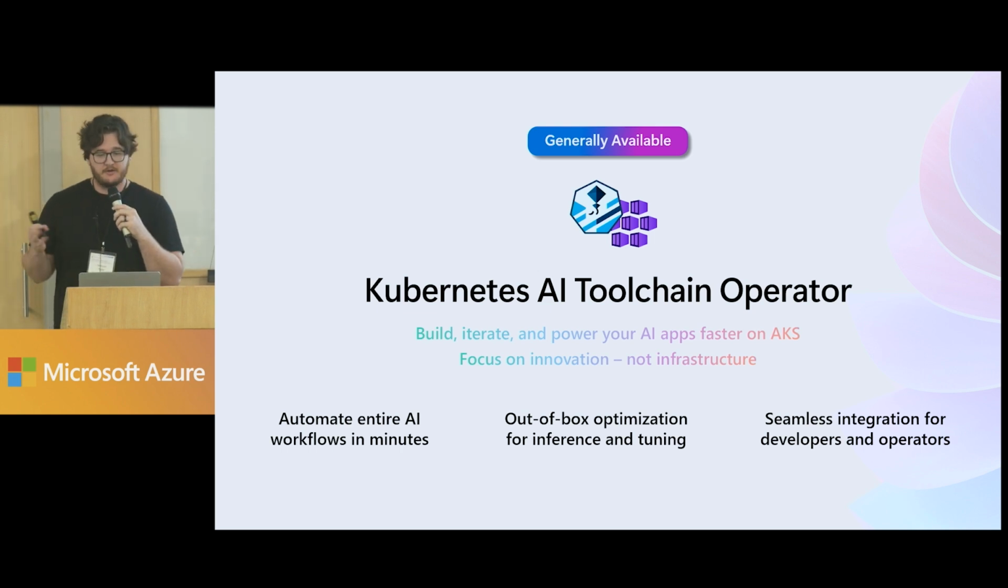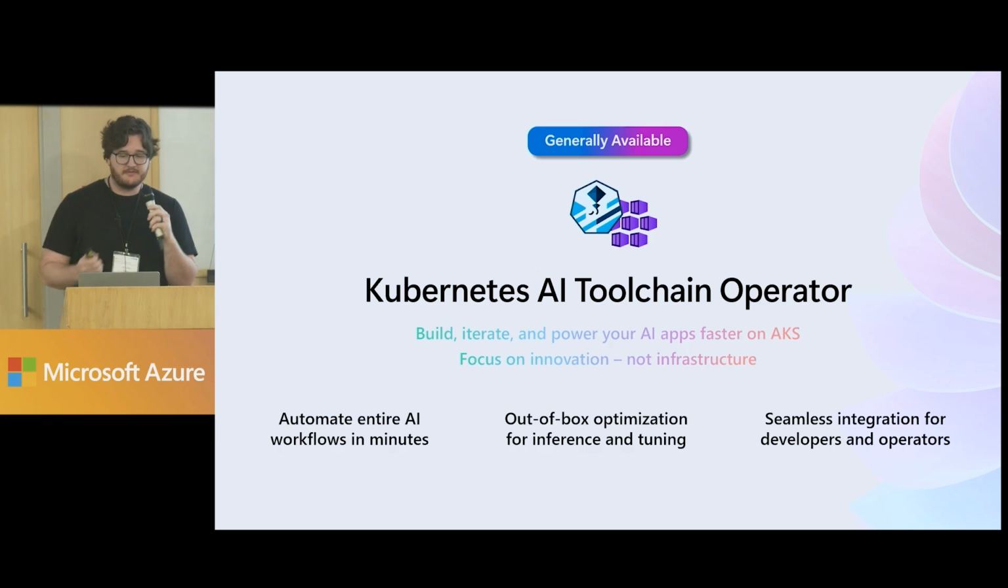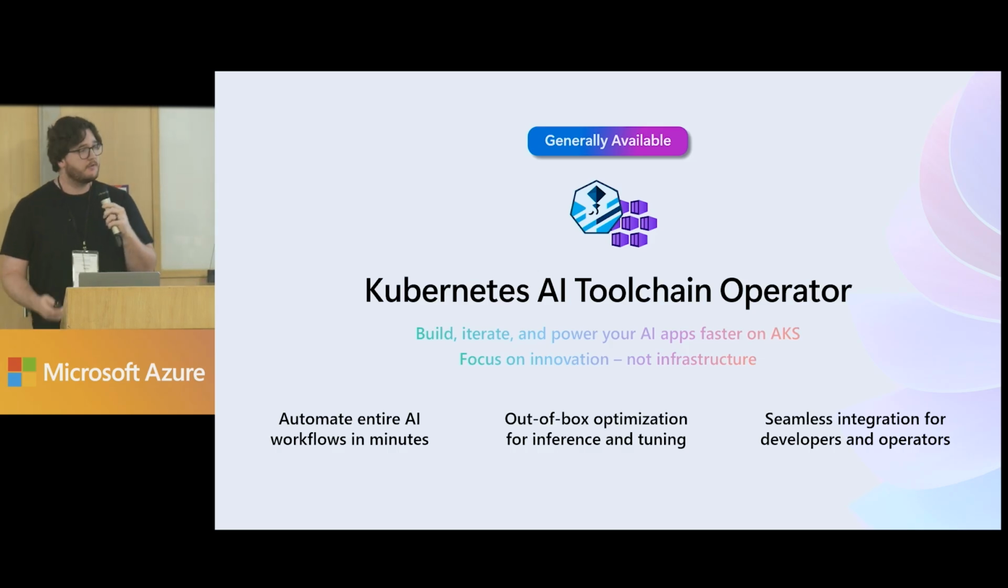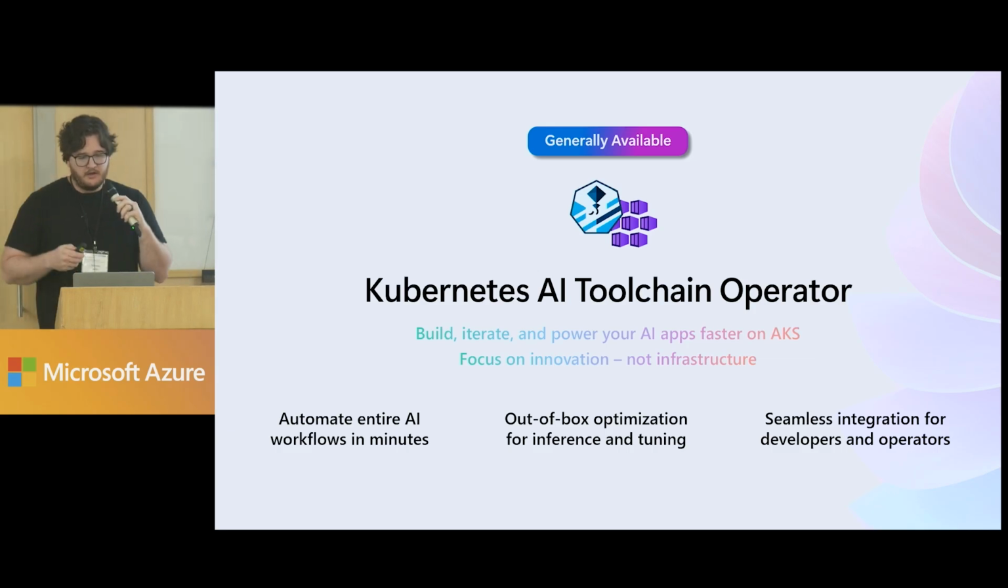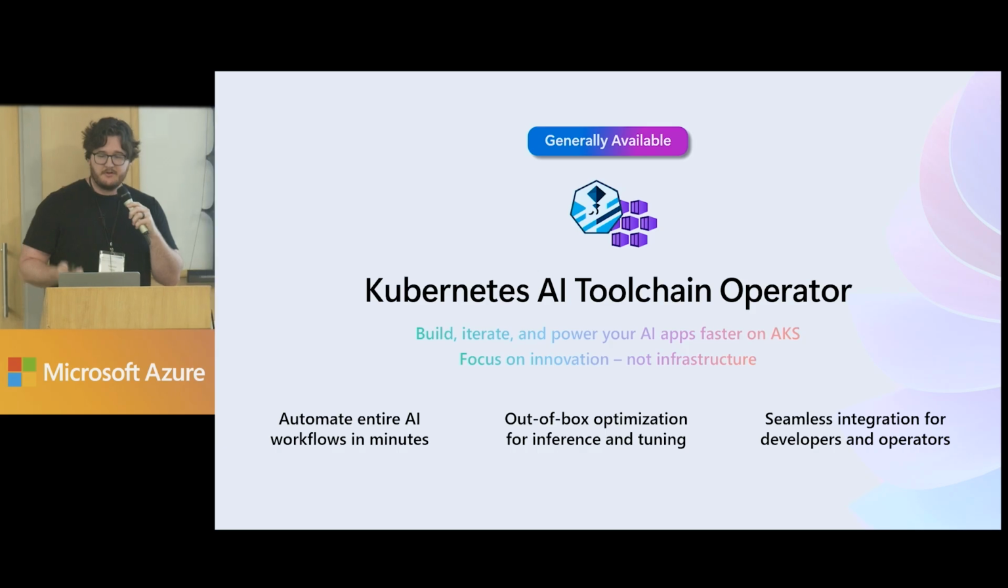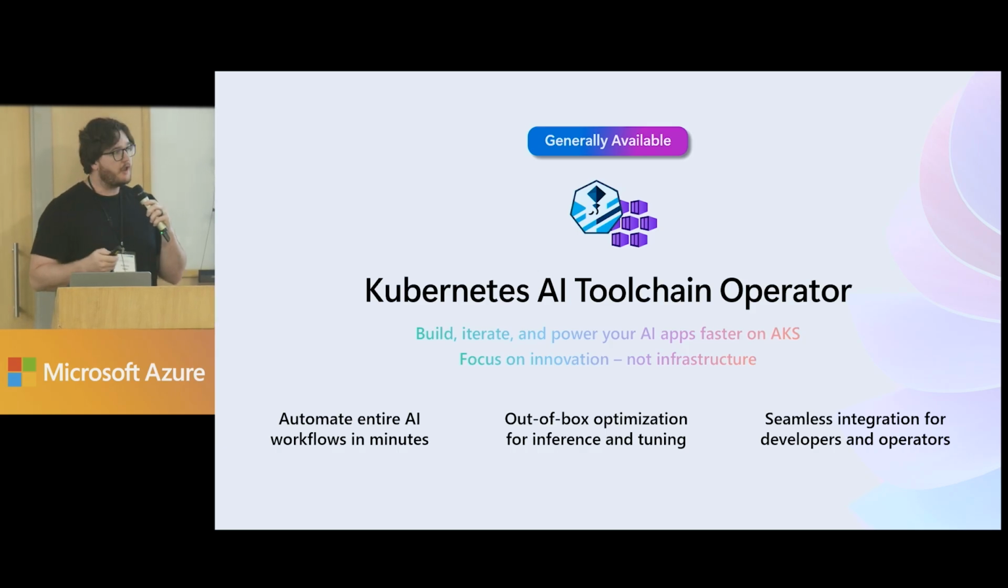With Kaito, you're not locked into a rigid stack. You get the flexibility of Kubernetes with the intelligence of AI native automation. Build, tune, and deploy your AI models your way. You get end-to-end AI workflow automation. Like I said, you can seamlessly manage your data prep, model training, fine-tuning, and deployment.